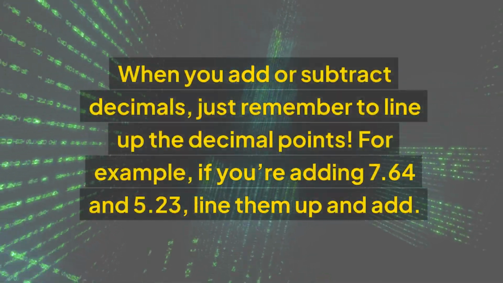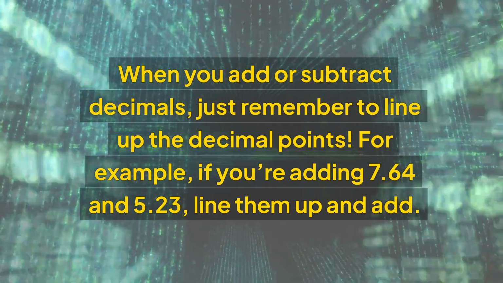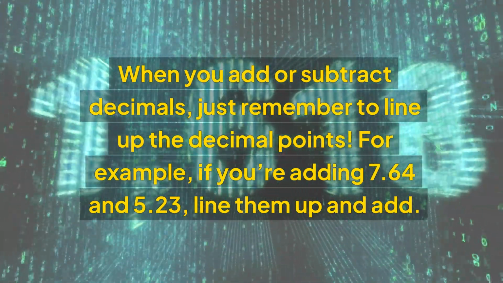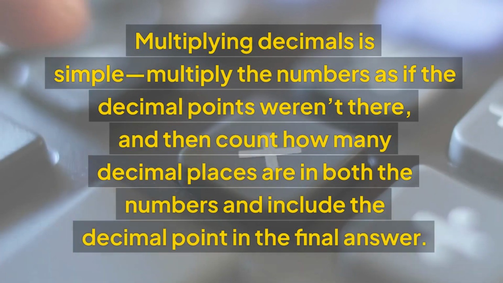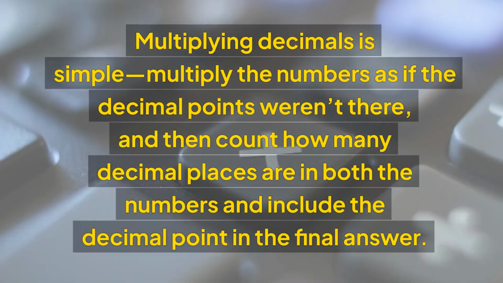When you add or subtract decimals, just remember to line up the decimal points. For example, if you're adding 7.64 and 5.23, line them up and add. Multiplying decimals is simple. Multiply the numbers as if the decimal points weren't there, and then count how many decimal places are in both the numbers and include the decimal point in the final answer.